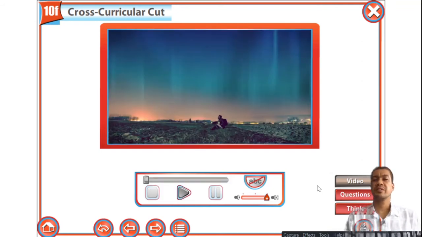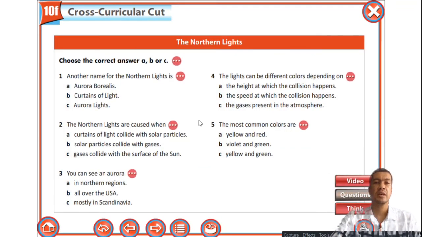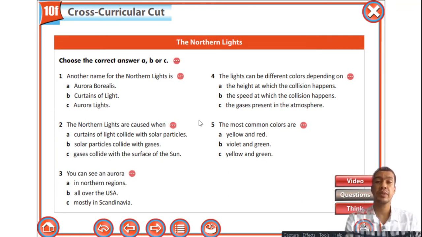Interesting video that we've just noticed, and you guys can actually see what I was talking about. So let's go through some of the questions. Choose the correct answer. I would encourage you to do it beforehand, and then you can pause the video and answer the questions, and then we can go through it together.